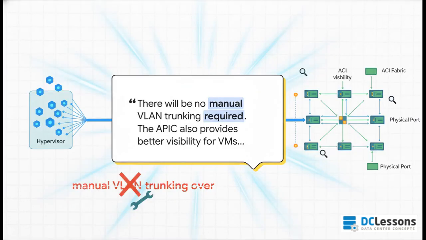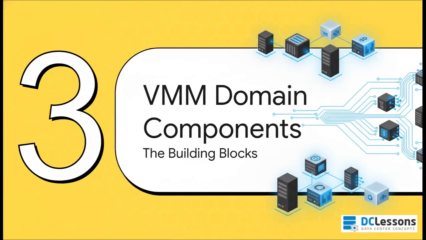Done. And this, right here, is the magic. This is why we do all this. The entire painful, error-prone process of manually trunking VLANs to your hypervisors, it's just gone. It's completely automated. And as a huge bonus, the ACI fabric now has perfect visibility. It knows exactly which VM is sitting on which host and plugged into which physical port. It's a game changer.